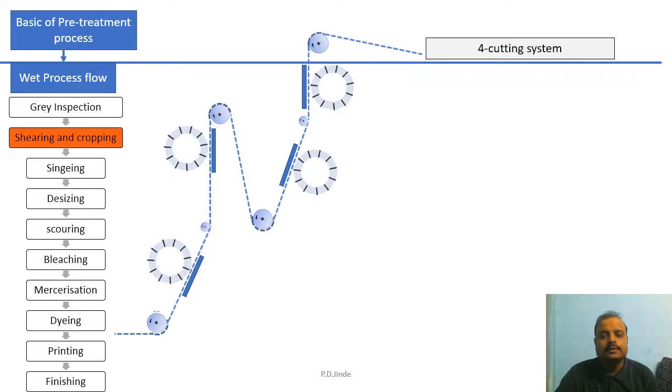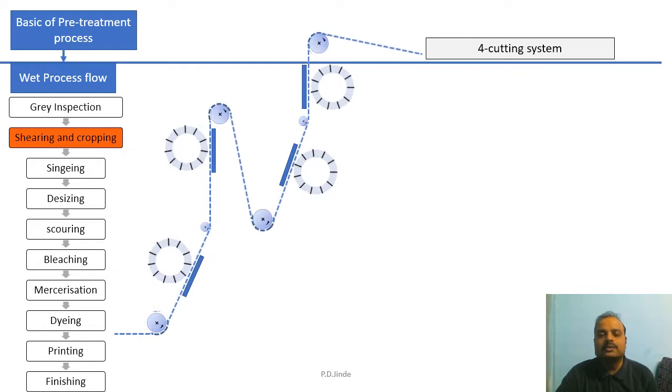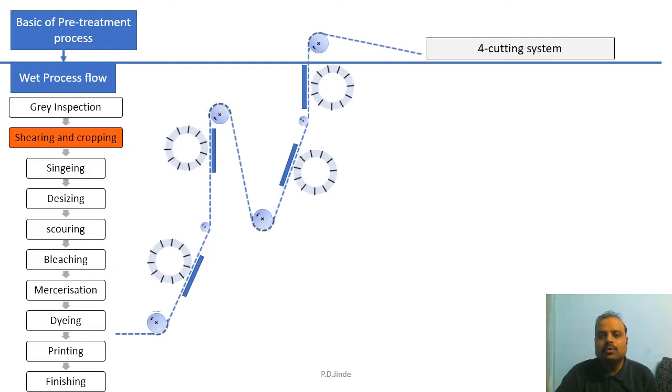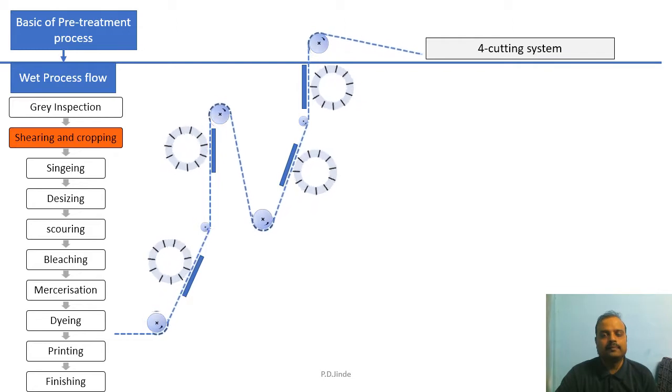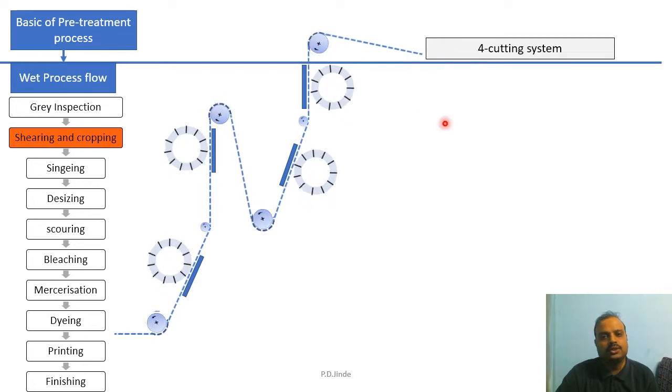Talking about shearing machines, two cutting system and four cutting system machines are available in the industry. Let's understand the four cutting system machine in detail. This number 4 comes from the 4 different shearing rollers present in the same machine. So a fabric is sheared from one surface as well as the other surface with the help of 2 plus 2, 4 rollers, right? And this is a schematic diagram of the machine.